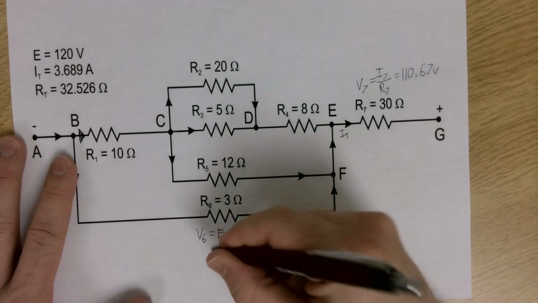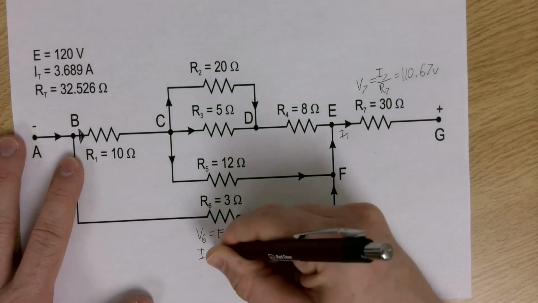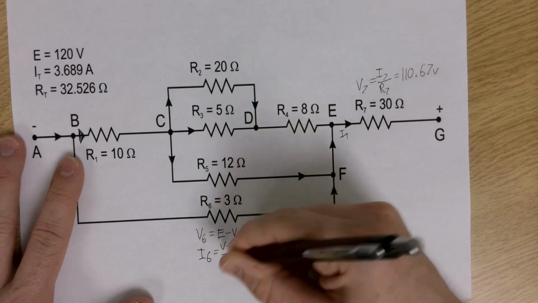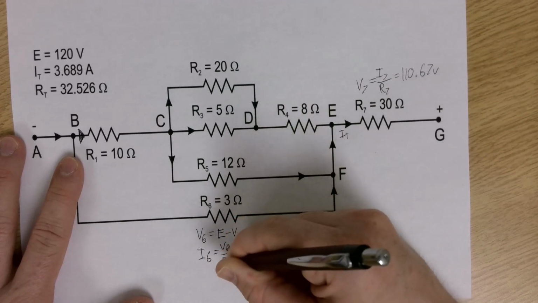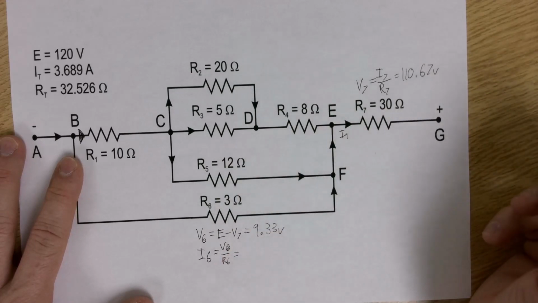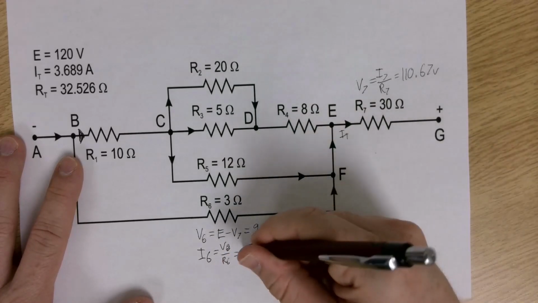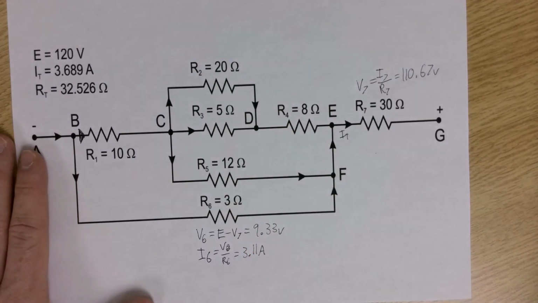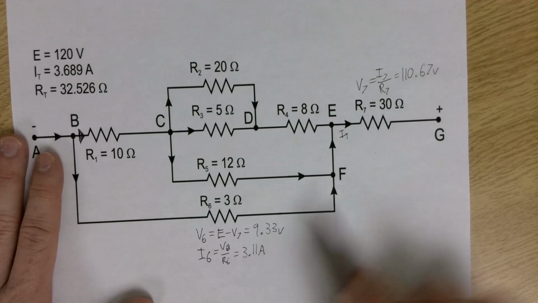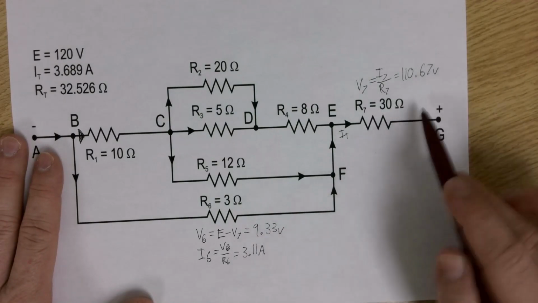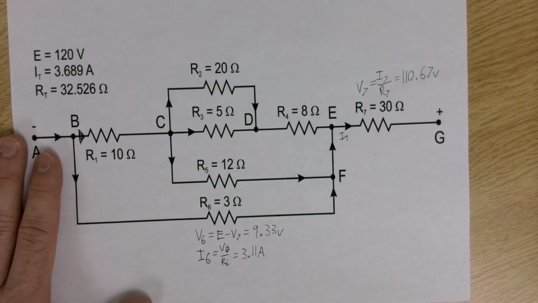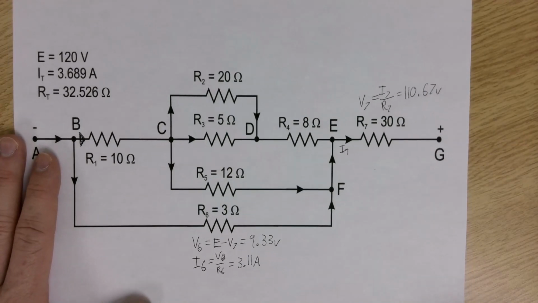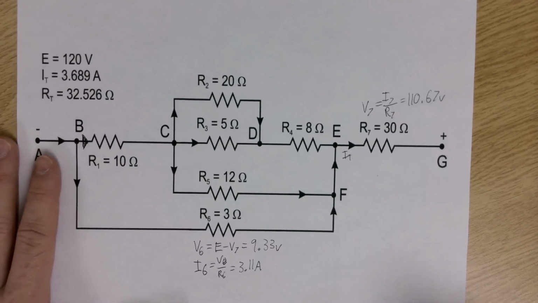Awesome. That also means I can figure out I6, which is going to be equal to V6 over R6, pardon me. So my current is 3.11 amps. And so you'll see in your module, these numbers are going to start to be slightly different. As long as you're using the correct values and getting similar answers, it's not really going to be a big deal.